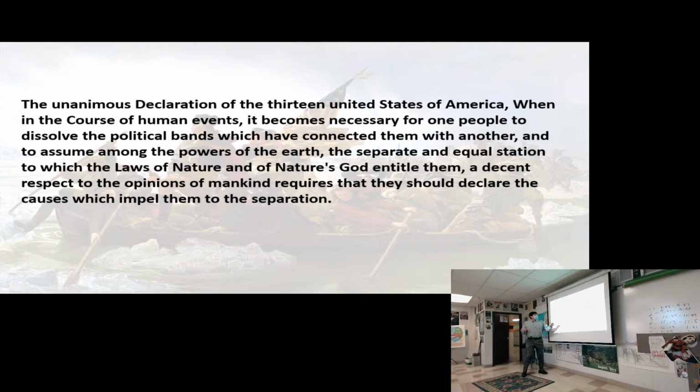And then it says, and to assume among the powers of the earth the separate and equal station to which the laws of nature and nature's God entitle them. Deism. That is deism 100%. Remember nature's law? I told you there are natural laws to govern society. Laws of nature. The creator.